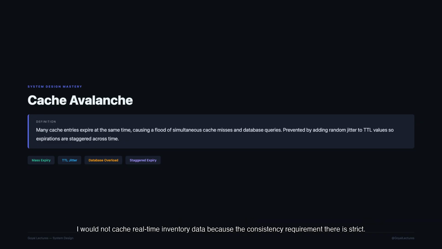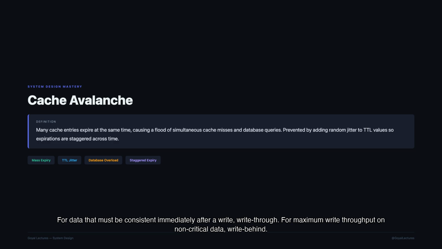Step 3. State your invalidation strategy and justify it. For read-heavy data with tolerable eventual consistency, cache aside with a 60-minute TTL. For data that must be consistent immediately after a write, write through. For maximum write throughput on non-critical data, write behind.